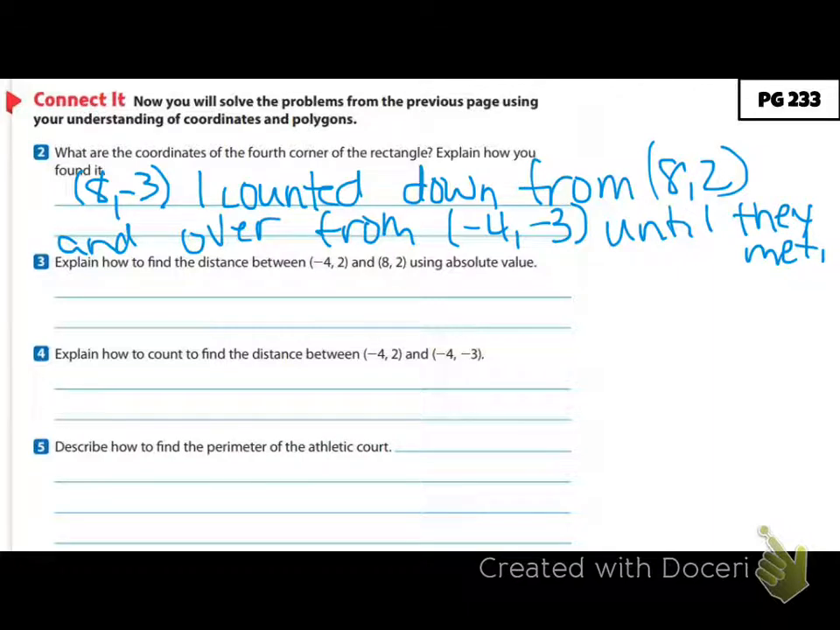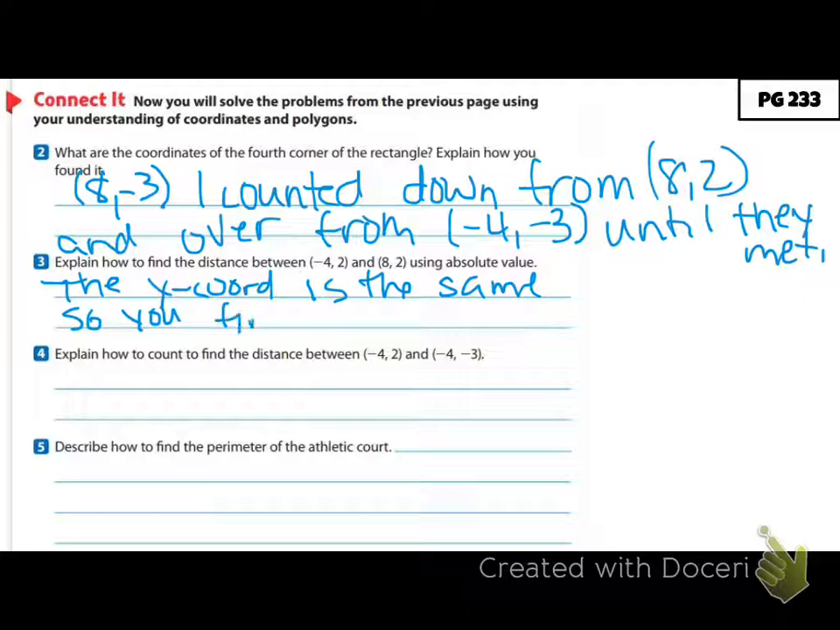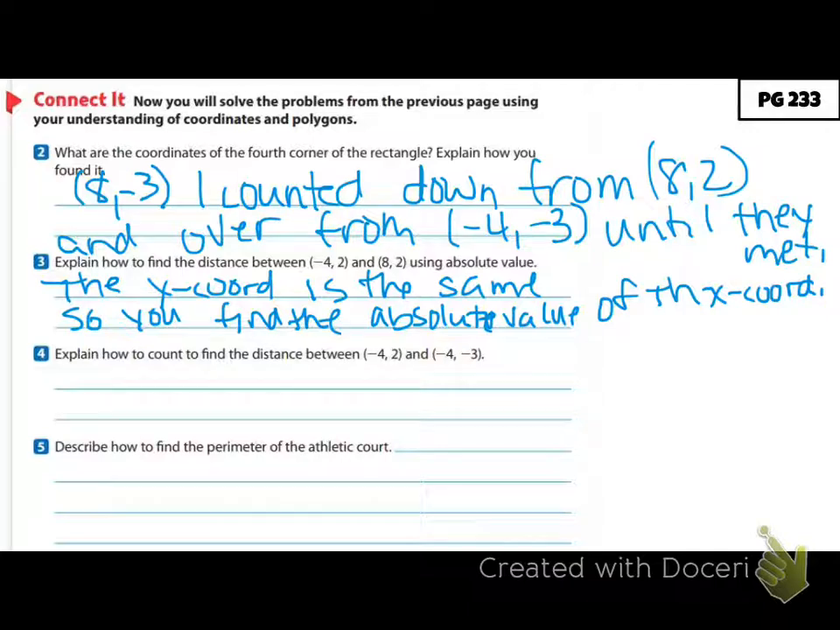Number 3, explain how to find the distance between -4, 2 and 8, 2 using absolute value. The y-coordinate's the same. So you find the absolute value of the x-coordinates. So that would be the absolute value of -4 minus 8, which gives you 12.